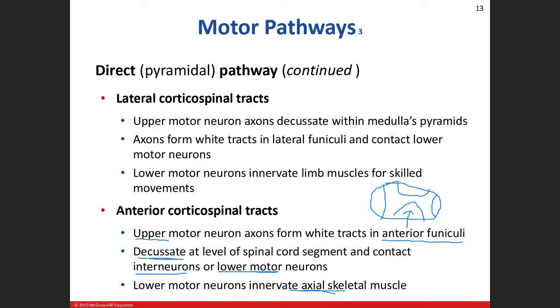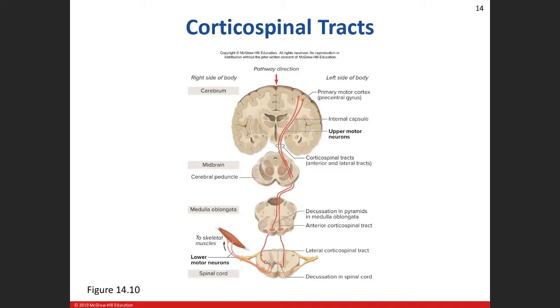All right, so quickly, let me just show you the cortical spinal here. So here is your primary motor cortex. That's where we're going to find our upper motor neuron. It's going to travel. This is the internal capsule here, that white matter in the cerebrum. It's going to travel all the way down here, through the midbrain, and through the cerebral peduncles.